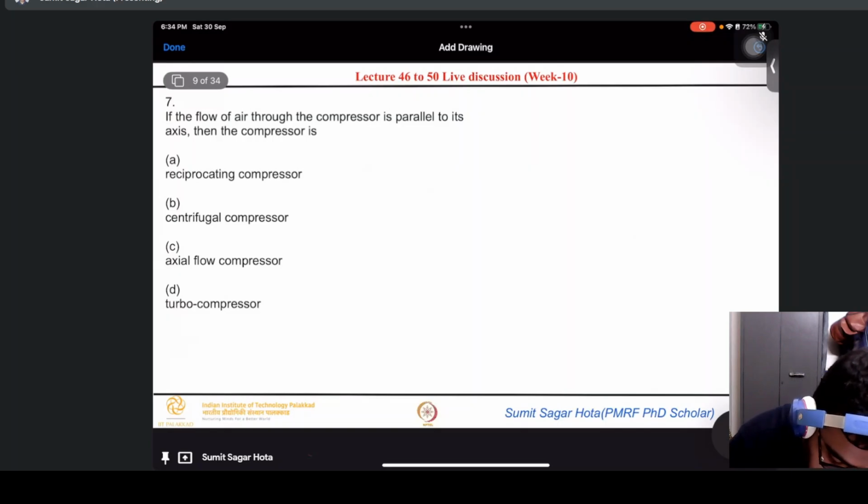If the flow of air through the compressor is parallel to its axis, then the compressor is what? If the flow of air through the compressor is parallel to its axis, it's obviously an axial flow compressor. Next, these two types of question can be asked. The same question can be asked in two types. This is the second type. Questions 6 and 7 are the same type of question, the same question in different forms. So the answer is C, axial flow compressor.